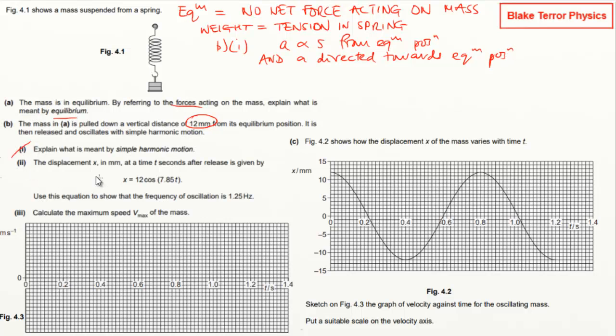Then we've got the displacement x in millimeters at time t. All right, so they've given us a format very similar to what we were looking at in the last question. We've got our amplitude there, and we've got our angular frequency there. Show that the frequency of oscillation is 1.25 hertz.